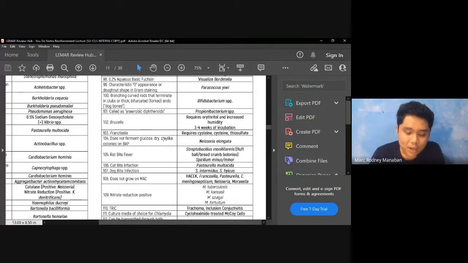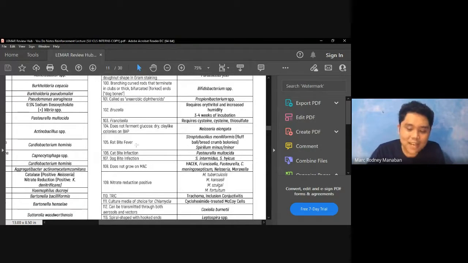Alright. Number 104, it doesn't ferment glucose. Dry, clay-like colonies on BAP, that is Neisseria elongata. This was a recall in the boards again. And the review was repeated: does not ferment glucose and clay-like colonies on your BAP. And the answer is Neisseria elongata. Grabe, the board of examiners. Next, for rat bite fever, this is Streptobacillus moniliformis.